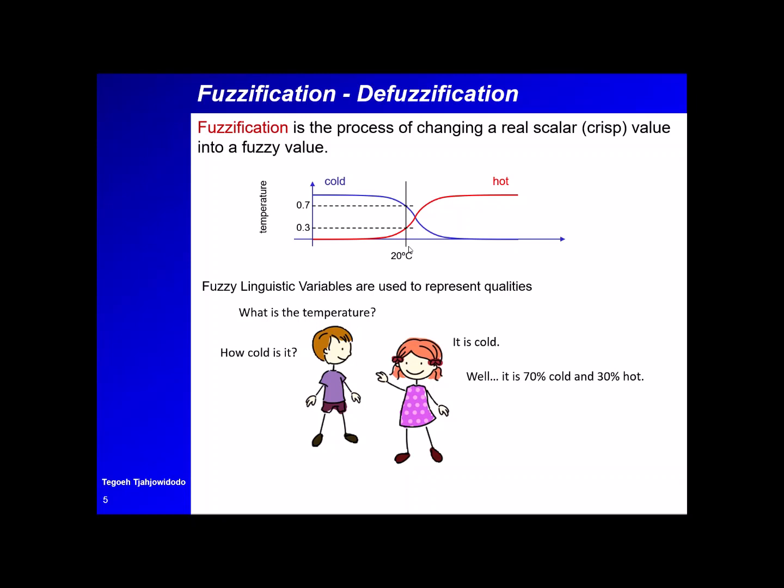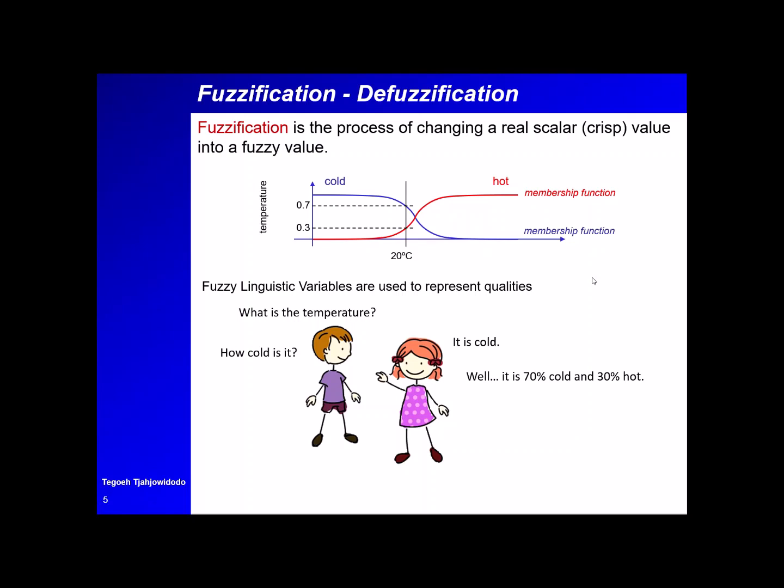Okay. So how do we come up with this 70% cold and 30% hot for 20 degrees Celsius? It is based on these two functions that help us to fuzzify the crisp number. These two functions that we need in the fuzzification process are called membership functions.